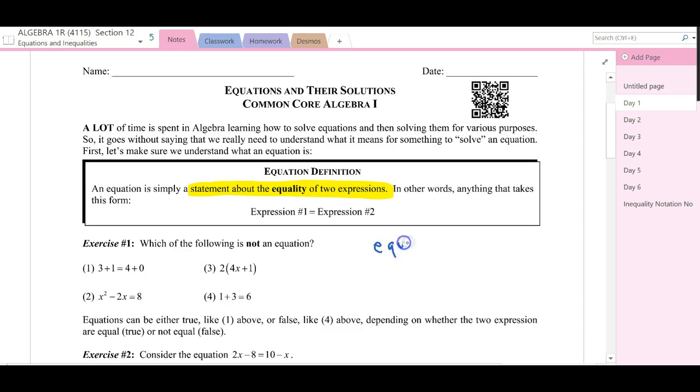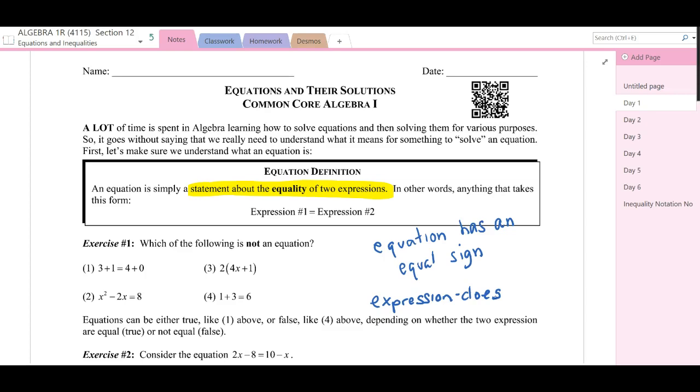An equation has an equal sign, whereas an expression does not. So that's one of the first things that we need to understand: what makes something an equation versus an expression. The reason this is important is because equations can be solved.